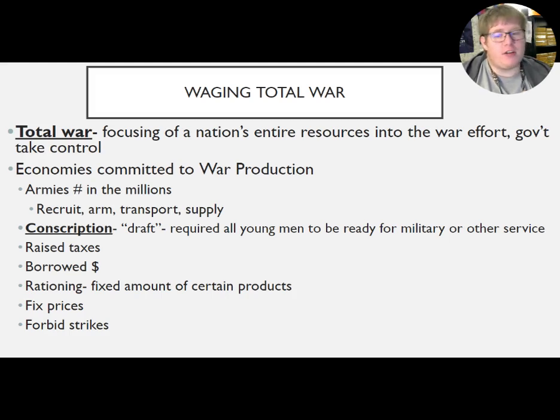We'll see a rationing or fixed amount of certain products being available to civilians, especially things like meat, gas, oil, rubber, metals, mainly because those were high-key items needed to support the war effort. We'll see fixed prices so things don't get too expensive as people use rationings. And strikes are going to be forbidden in a lot of places to prevent labor issues because so much of the workforce had already gone off to war, the wartime economies couldn't afford that.